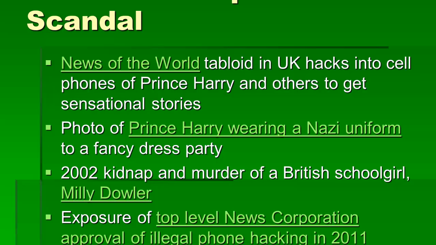The News of the World not too long ago got into trouble for hacking into cell phones. First, they hacked into the cell phone of Prince Harry, showing a photo of him wearing a Nazi uniform to a fancy dress party. More ominously, they hacked into the cell phone of Millie Dowler, a victim of kidnap and murder, as a way to get additional information for publication, much to the distress of her family. And so eventually the News Corporation was exposed, and there were some prosecutions and convictions of members of that organization.